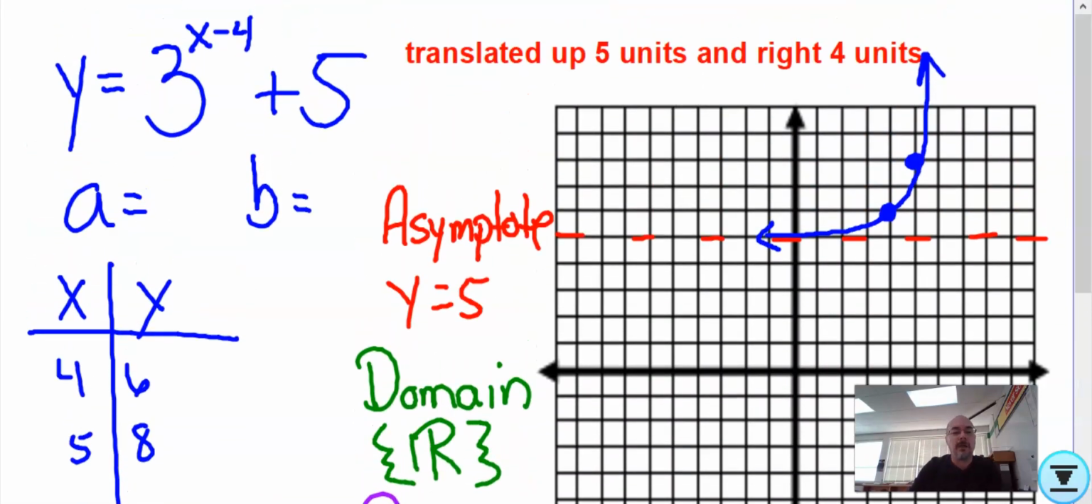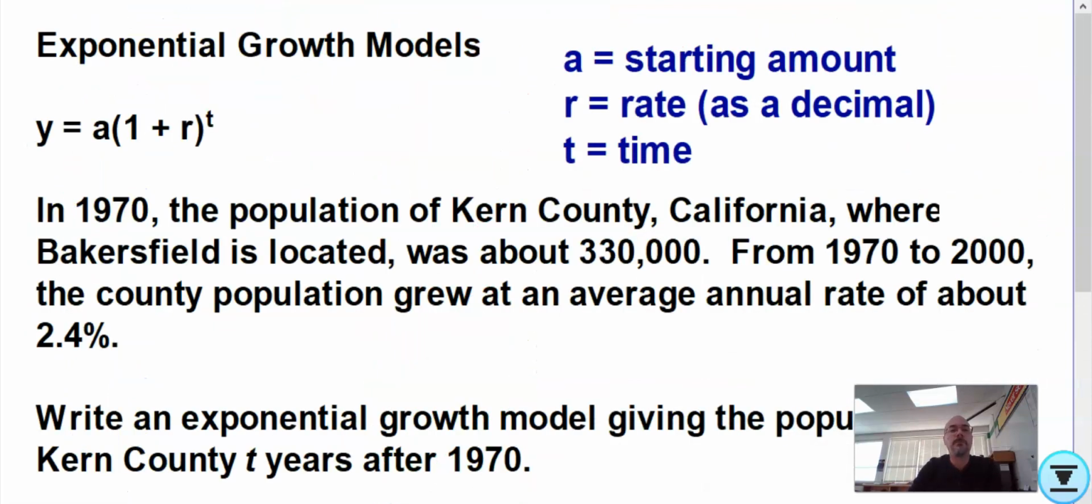All right, let's see what else we got. We got a little bit more here. Oh, yes, exponential growth models. Yes, we got to get into some word problems, ladies and gentlemen. So we've got an equation here, y equals a times (1 plus r) to the t power. All right, let's see what it says. In 1970, the population of Kern County, California, where Bakersfield is located, was about 330,000. From 1970 to 2000, the county population grew at an average rate of about 2.4%.